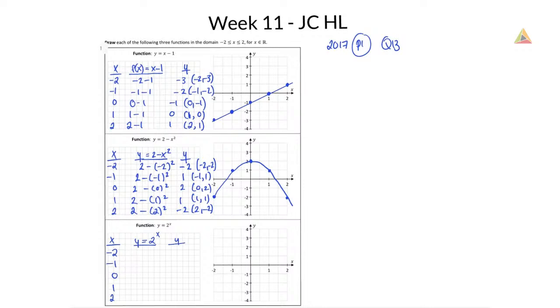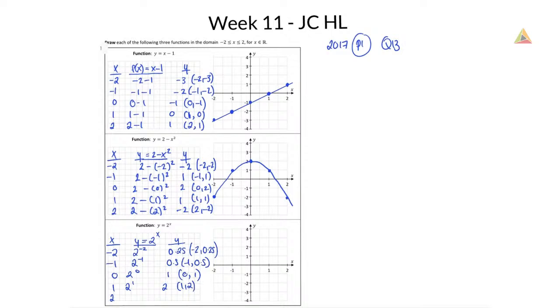So 2 to the power of x. So 2 to the power of minus 2. That's 0.25. So the point there is minus 2 and 0.25, which is a quarter. Next one is 2 to the power of minus 1, and 2 to the power of minus 1 is 0.5. So your point there is minus 1 and 0.5. Next point is 2 to the power of 0. Anything to the power of 0 is 1. So the point there is 0, 1. The next point then is 2 to the power of 1. So that's going to be 2. So the point there is 1, 2.